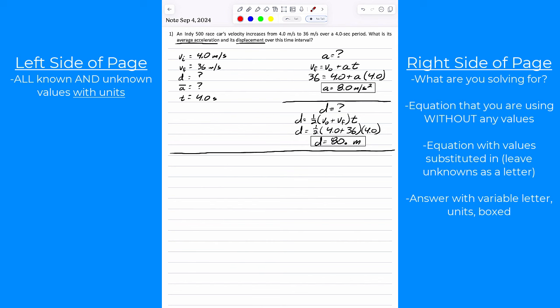And then on the right side, make sure that you first list the equation that you're using, substitute values in, and then box your final answer. And for two-parters, having a line like this to delineate between the two parts really makes it helpful to read your work.